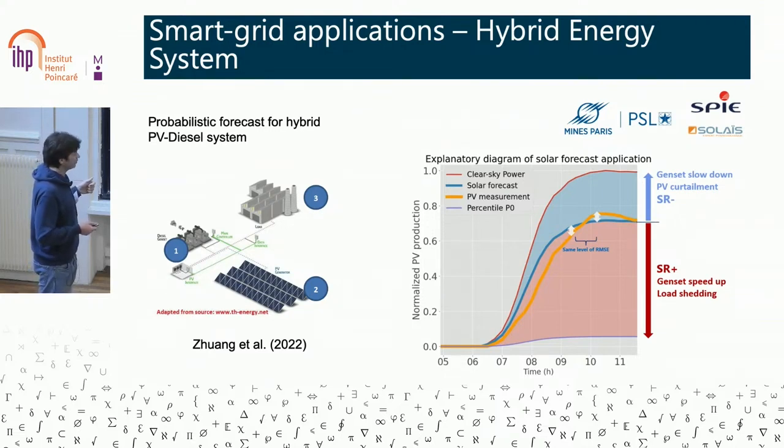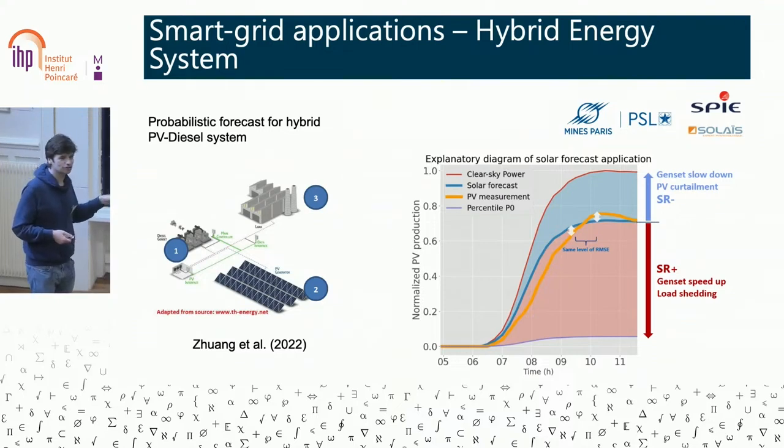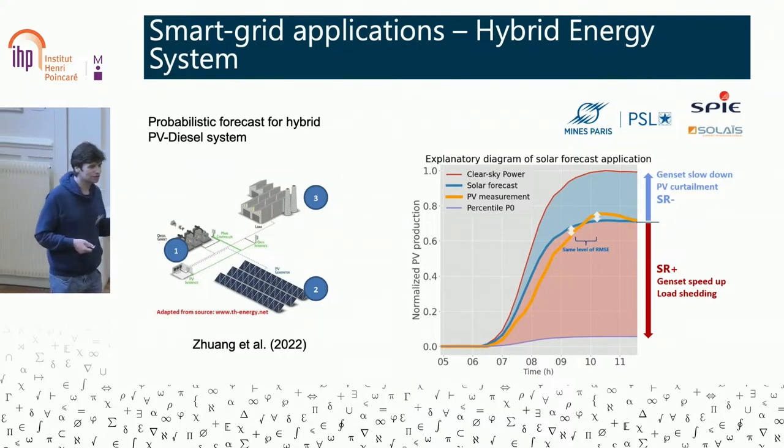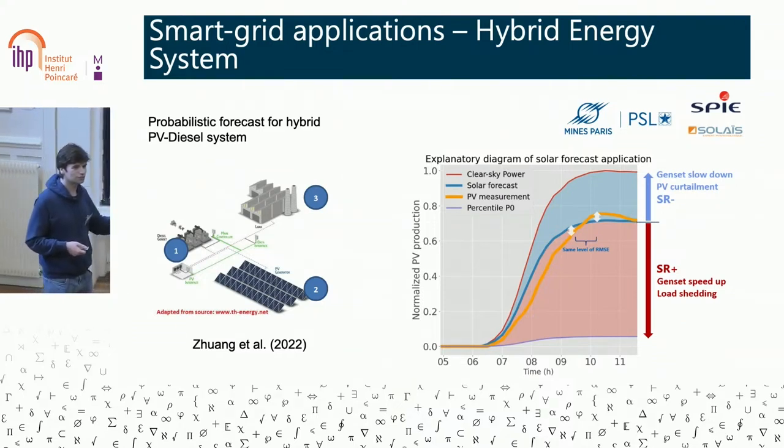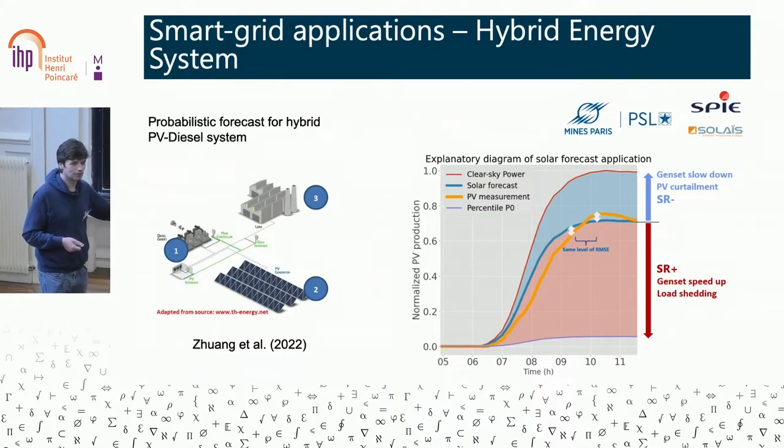So if we have no forecast, there is a spinning reserve of a genset. The gensets are switched on day and night, just in case we need it; we just have to accelerate the engine. But if we switch them off, it takes 10-30 minutes to switch them on.